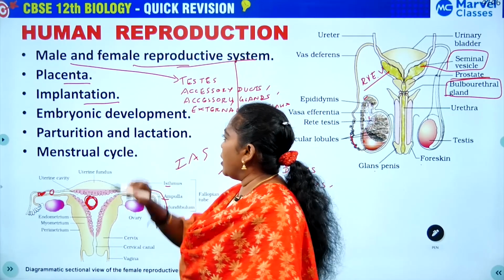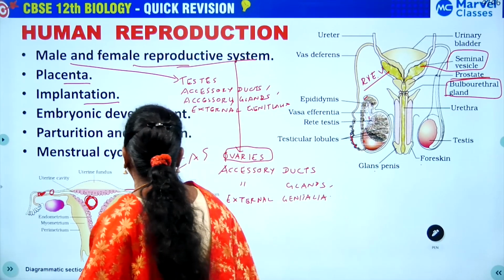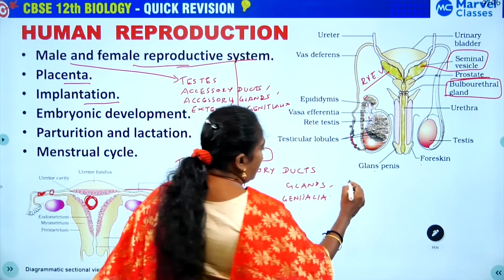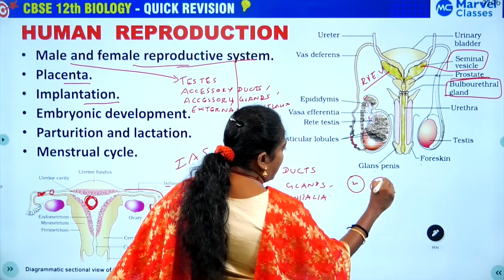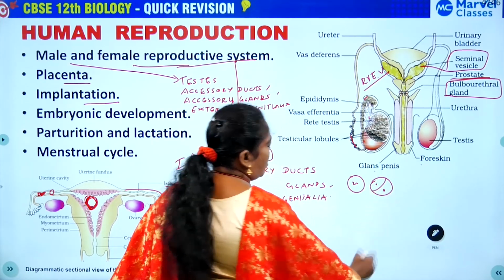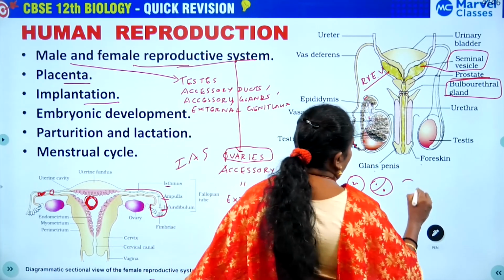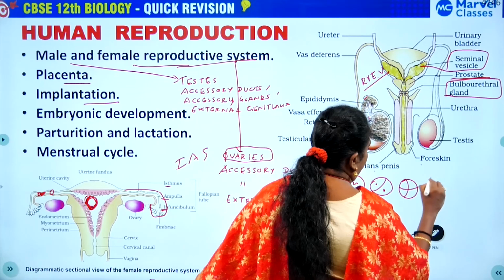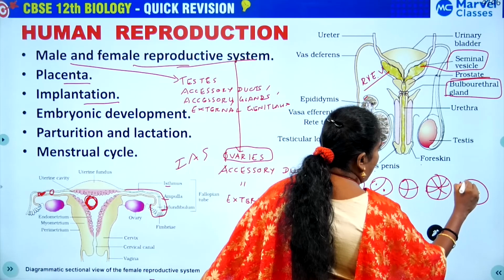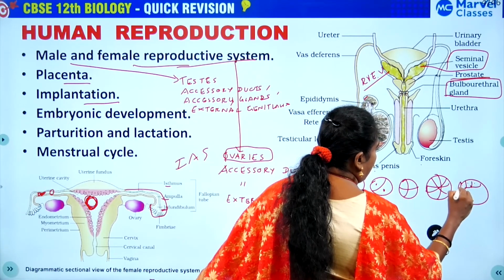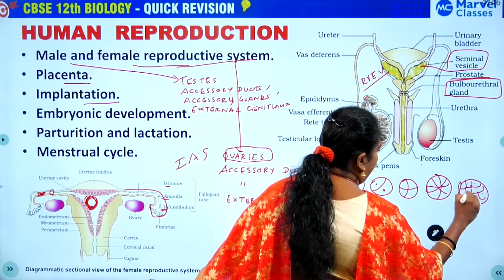Then embryonic development: how the embryo is developing. Here you can say, students, as I have told you, this is the zygote. Then from the zygote, the 2 cell stage. Each daughter cell is known as a blastomere. Then 2 cell, 4 cell, 8 cell, like that. After that you can say the morula stage. Just remember the stages, draw the picture, and explain it in words. Definitely you will get full marks.